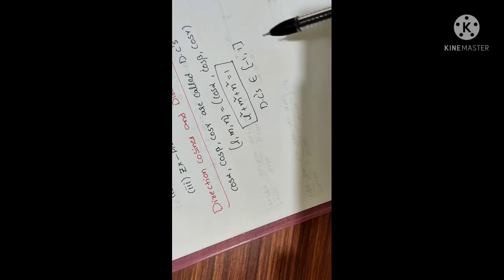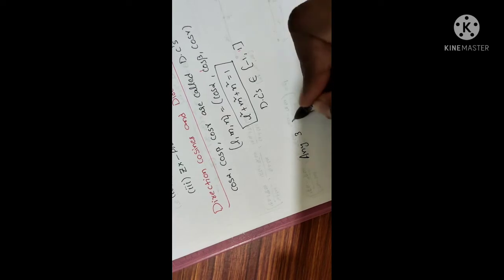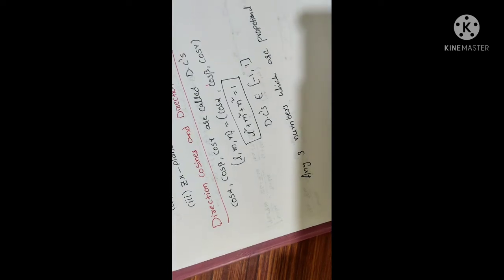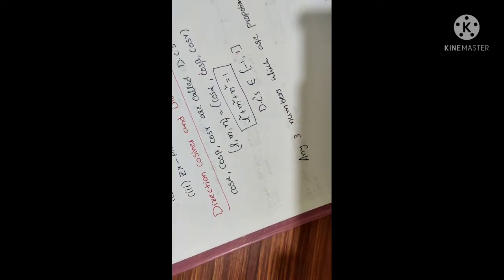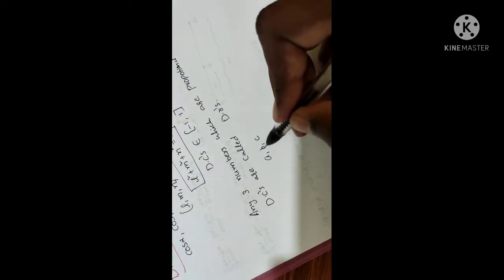Next, what is meant by direction ratios? Any three numbers which are proportional to DCs are called DRs. DRs means direction ratios. These are denoted by A, B, C.